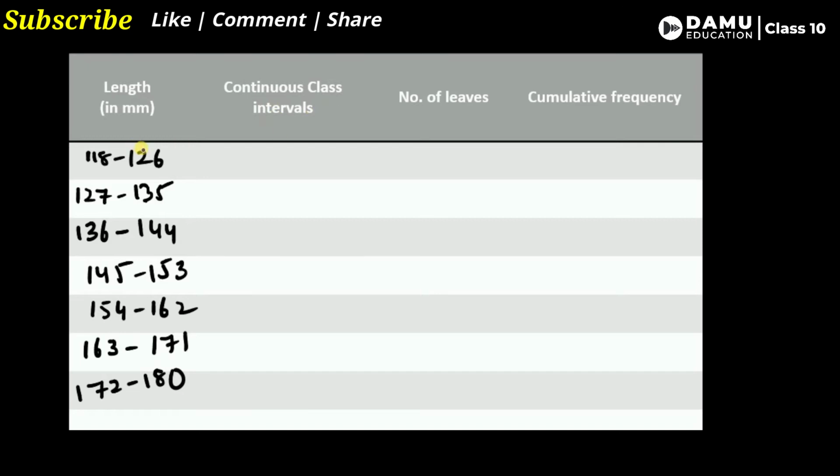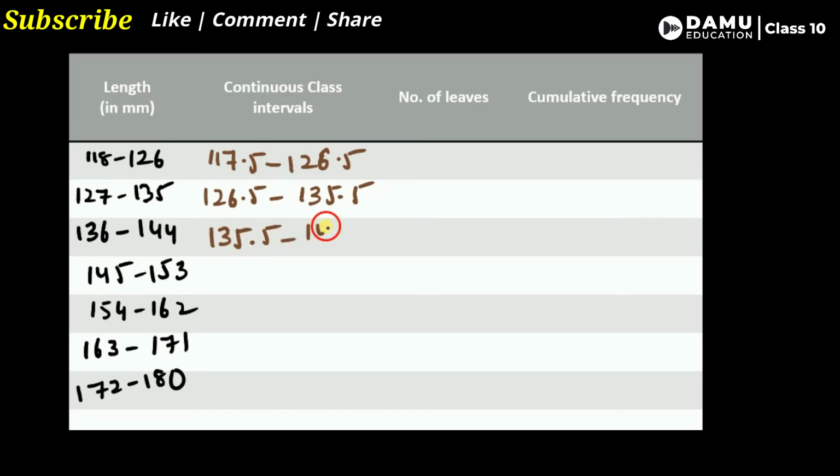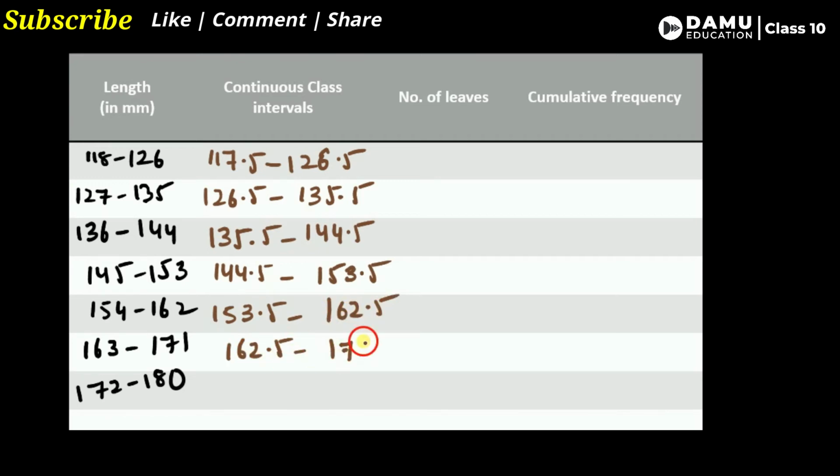Let's go into continuous class intervals. As I told, here 117.5 to 126.5. So if you subtract 0.5 from this, we will get the values. So here 126.5 to 135.5. Then 135.5 to 144.5. So here 144.5 to 153.5. So here 153.5 to 162.5. Then 162.5 to 171.5. Then 171.5 to 180.5.